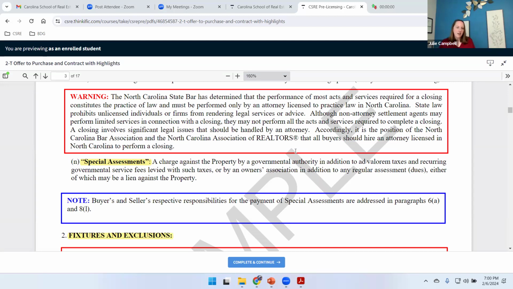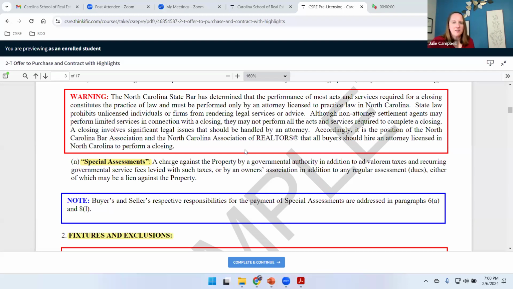Right now, we're just defining what a special assessment is. We're going to see later what our blue note there is telling us. We're going to see later what's the buyer's responsibilities for special assessments and what's the seller's responsibilities for special assessments.